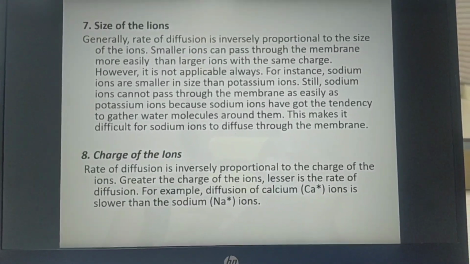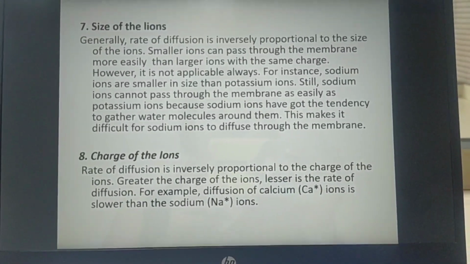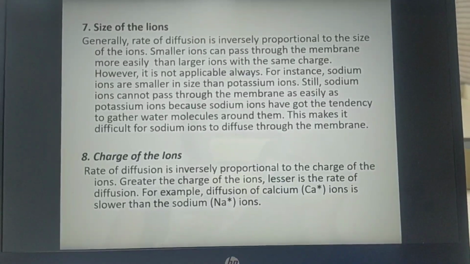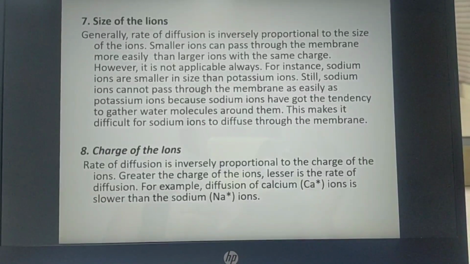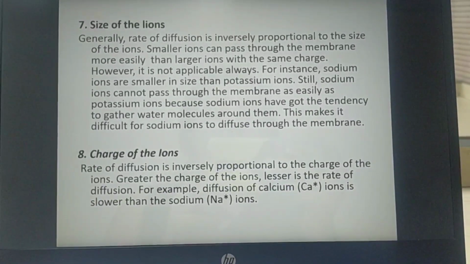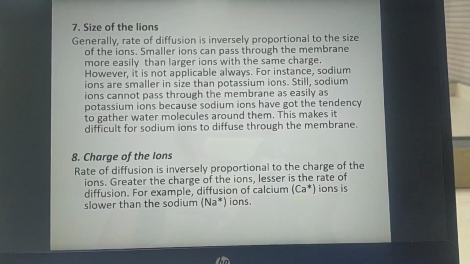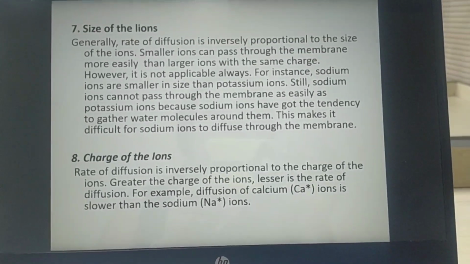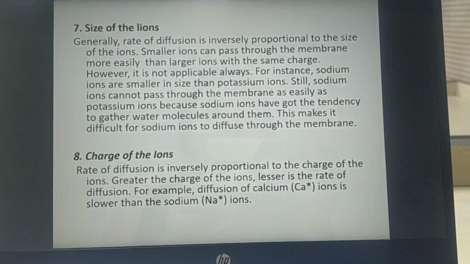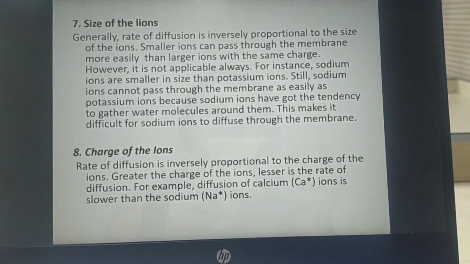However, it is not applicable always. For instance, sodium ions are smaller in size than potassium ions. Still, sodium ions cannot pass through the membrane as easily as the potassium ions because sodium ions have a tendency to gather water molecules around them. This makes it difficult for sodium ions to diffuse through the membrane.